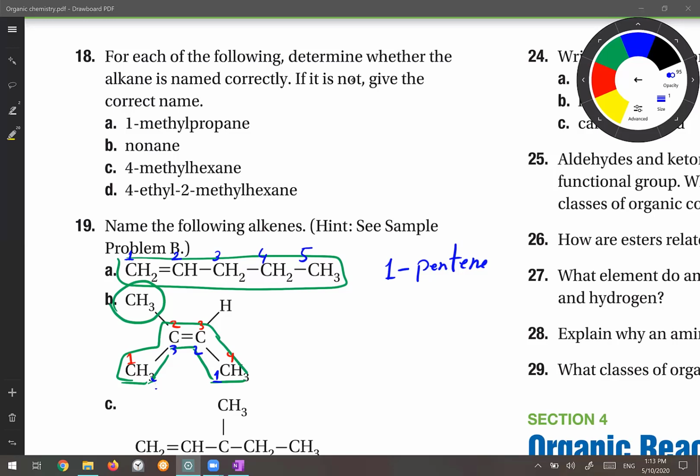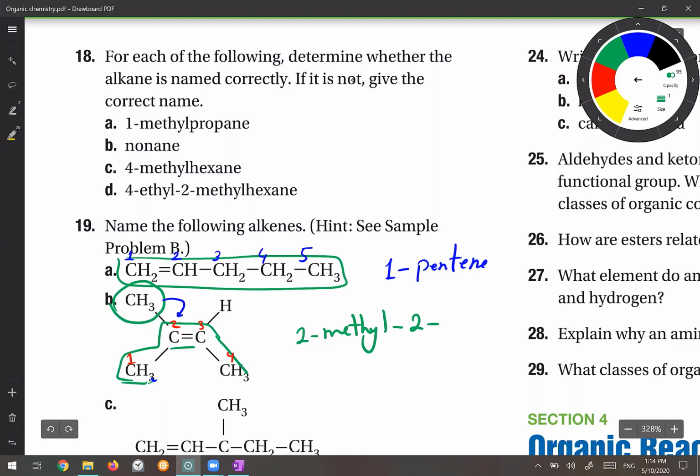But if you number it from the left side, the branch receives a smaller number, number 2. So I have to number it from the left side. I have one methyl group on the second position, so it's 2 methyl. Then I have the double bond on the second position, with 4 carbons, so it's butene. So 2 methyl, 2 butene.